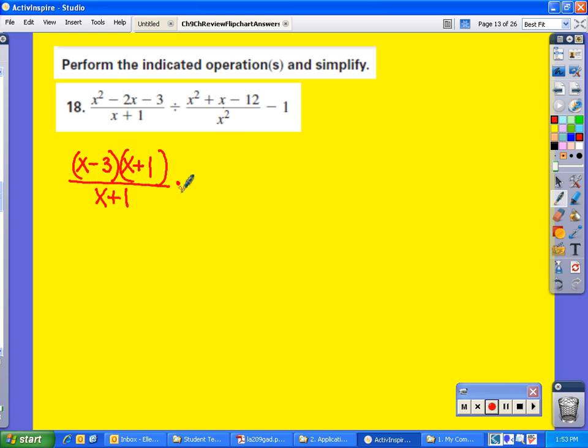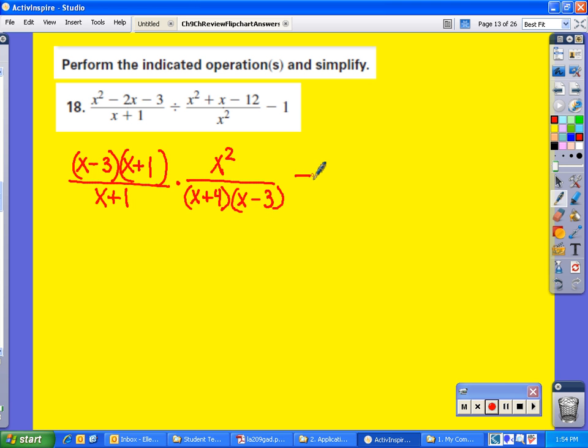Instead of division, we're going to do multiplication by the reciprocal, and I'm going to factor the quadratic trinomial: factors of -12 that add up to 1. That should be x plus 4 and x minus 3. We know that the 4 should be positive because the sum was positive. Therefore, the bigger number should be positive.